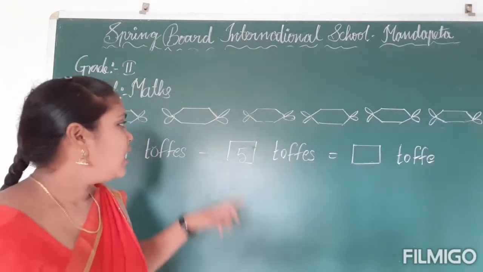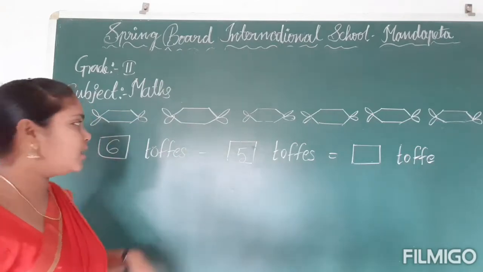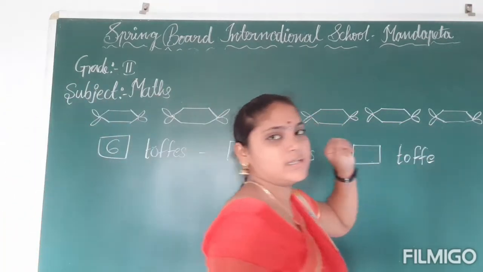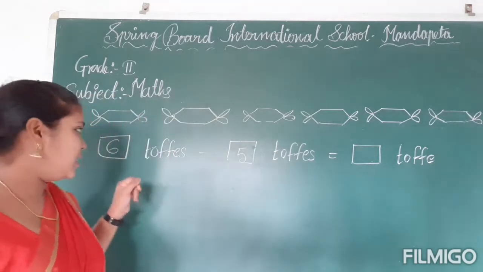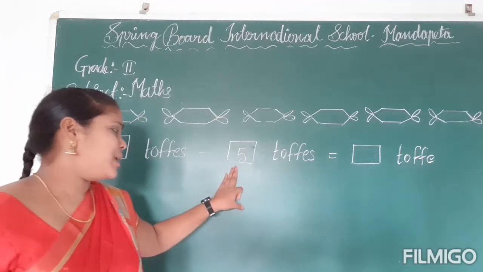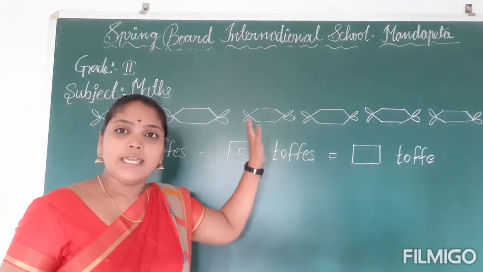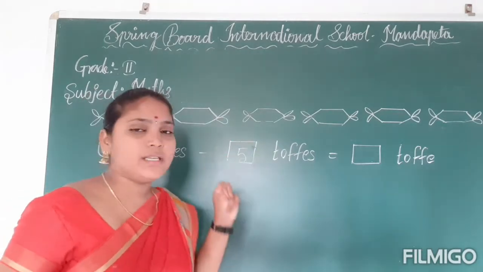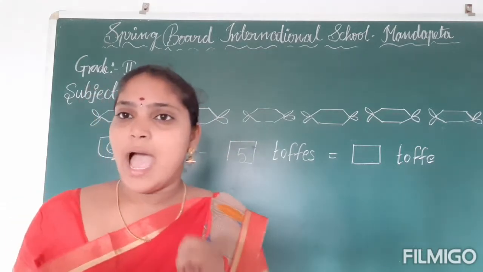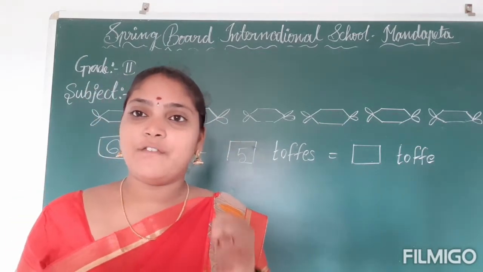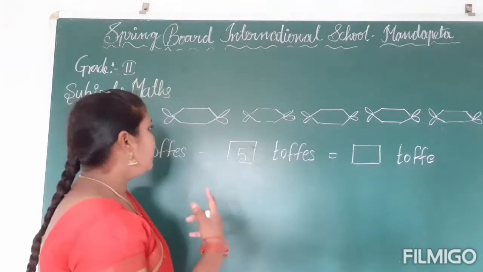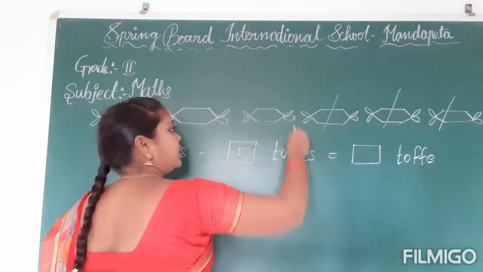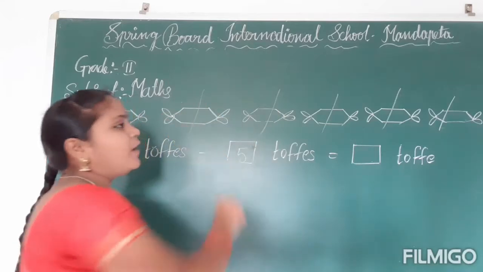So first, let us count how many toffees are given. 1, 2, 3, 4, 5, 6. Here 6 toffees are given. You have to subtract 5 toffees from these 6 toffees. So how to subtract 5 toffees here, children? You have to strike out the 5 toffees. 1, 2, 3, 4, 5.